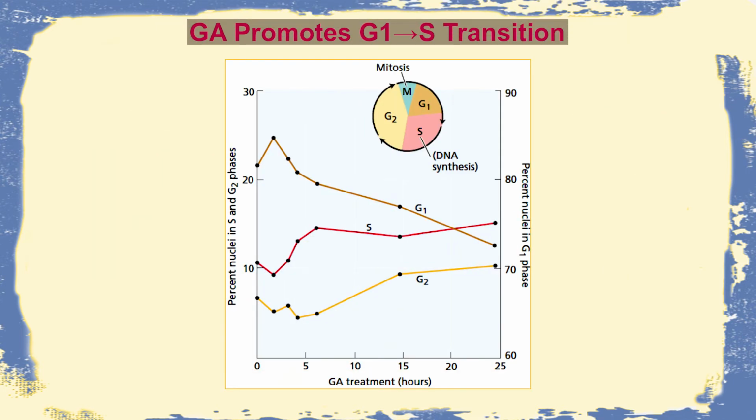At the level of cell cycle, gibberellin promotes transition from G1 to S. More cells enter S phase, thereby more cells will enter the G2 phase, and after that more cells will enter the M or mitotic phase. Consequently, the number of dividing cells increases. Gibberellin does this by upregulating the cyclin-dependent kinases that promote the transition from G1 to S phase.